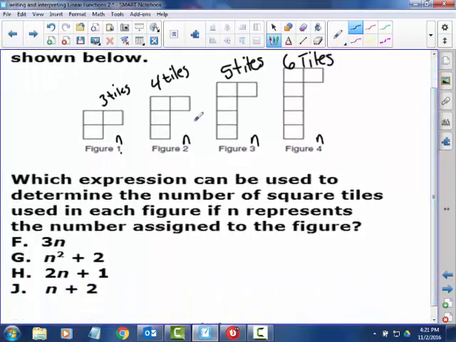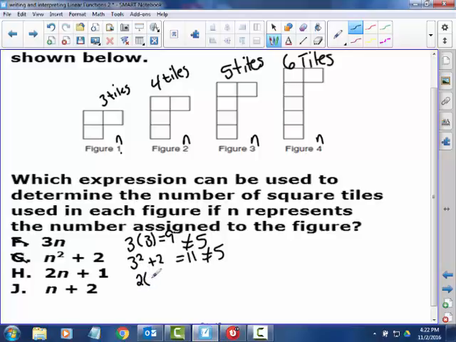So, just going to pick one here from the middle. I'll try 3. So this would be 3 times 3, which is 9, which is not equal to 5, which is what we're looking for. Okay, so 3 squared plus 2 would be 9 plus 2 is 11. Again, not 5. So we're not going to be able to select F or G.